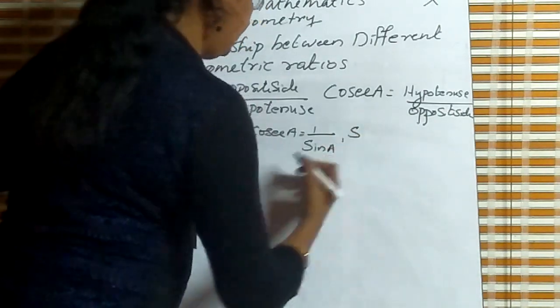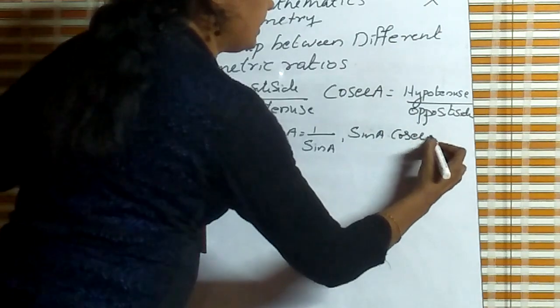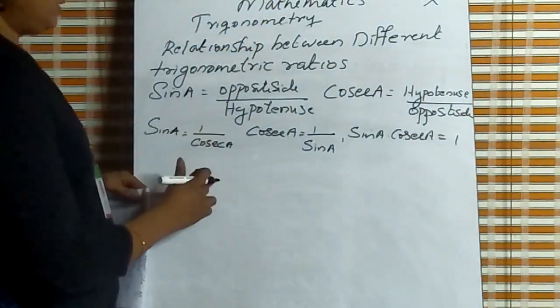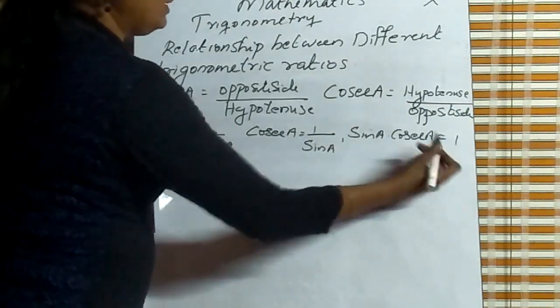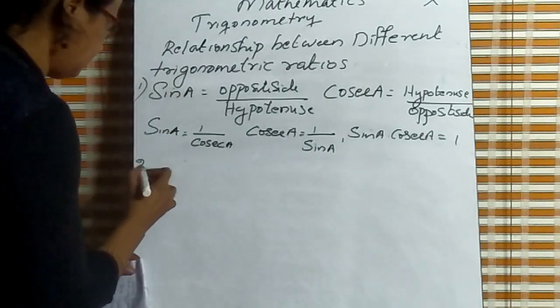So what is sin A into cosec A? Sin A into cosec A is equal to 1. Sin A is equal to 1 by cosec A, cosec A is equal to 1 by sin A, and sin A into cosec A is equal to 1. This is the first relation.